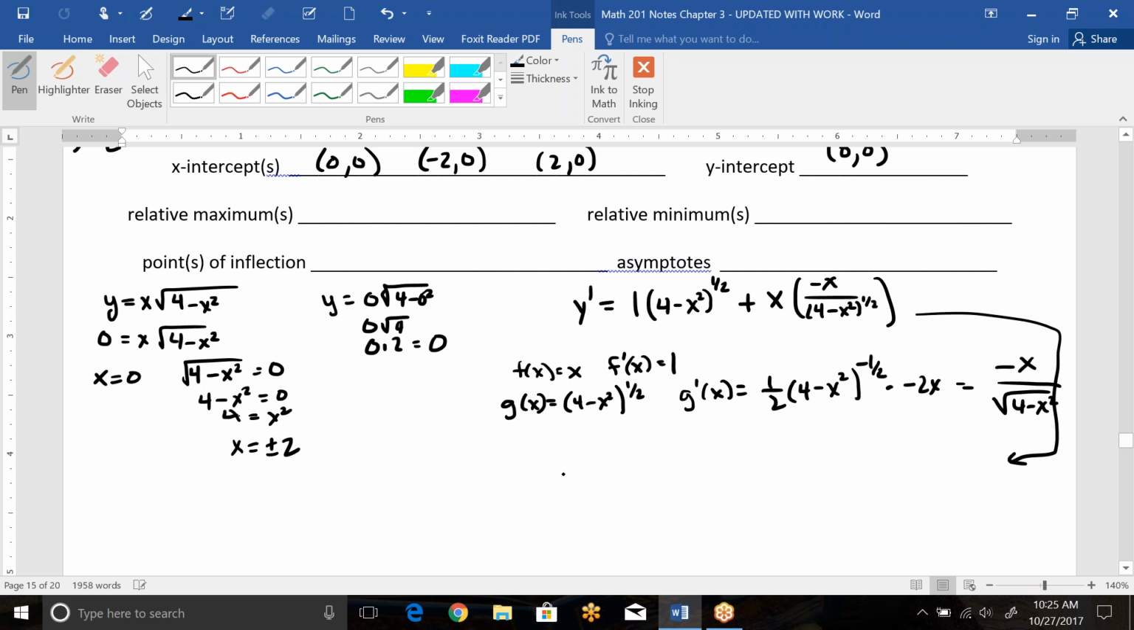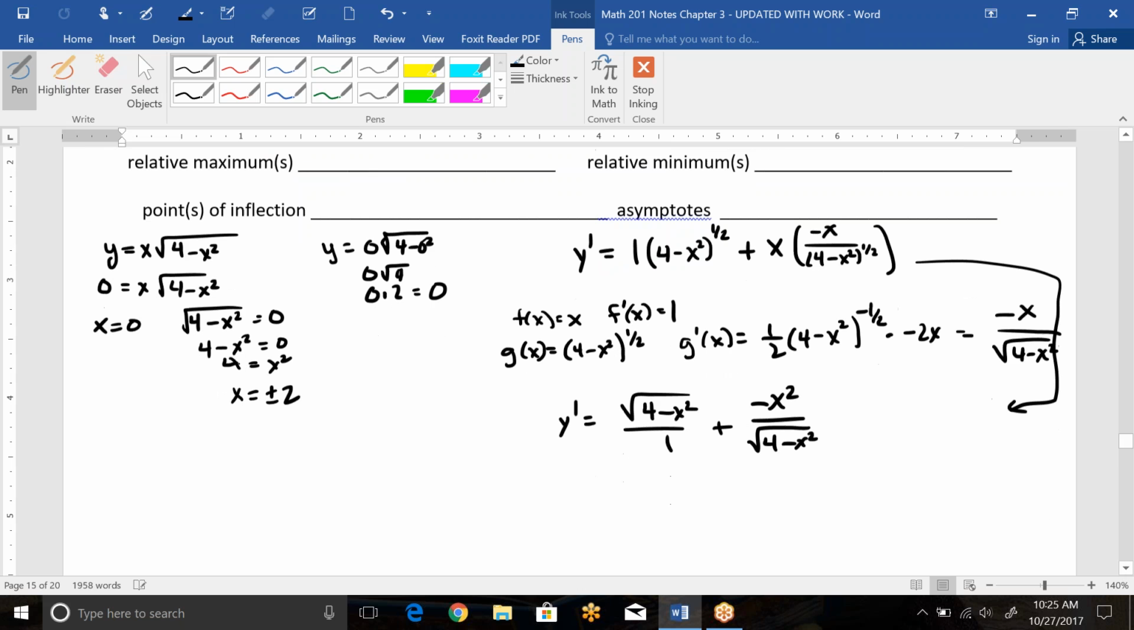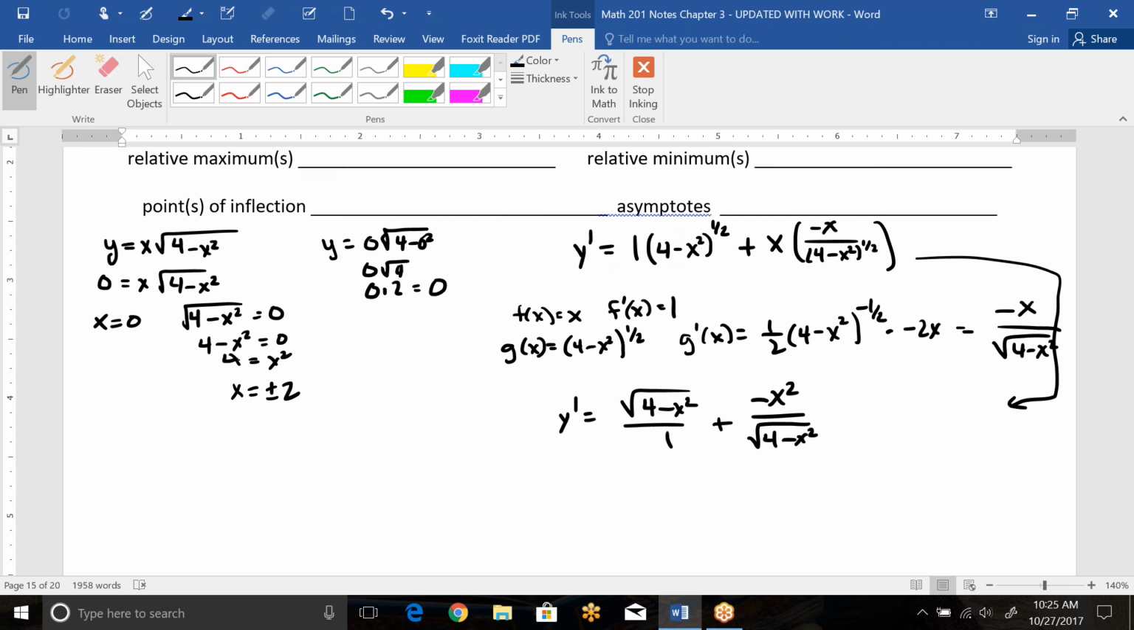If we combine things, we would have y prime equals, I'm going to write this as a fraction too. This is the square root of 4 minus x squared over 1 plus x times negative x would be negative x squared over the square root of 4 minus x squared. We would need to get a common denominator so that we can add these two fractions together. So I'm going to multiply top and bottom of this fraction by the square root of 4 minus x squared.